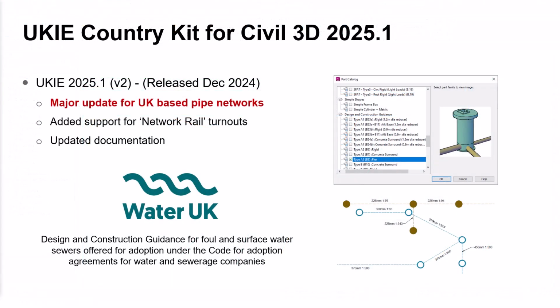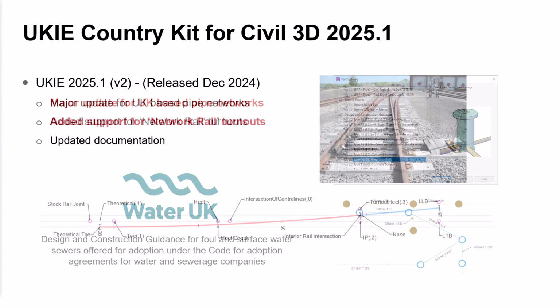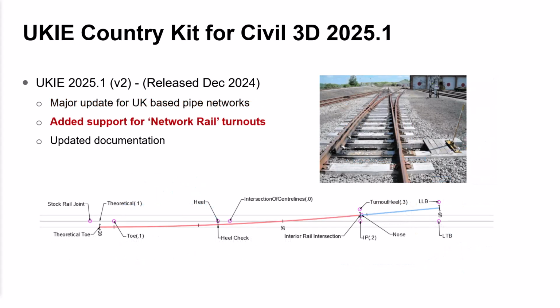So remember, in UKIE 2025.1, we have 3 new parts lists, 12 new rule sets, 2 new label styles, 8 new structure styles, 7 new pipe styles, 33 new manhole structures and 2 new outfall structures, as well as 2 new pipe types. Have fun!